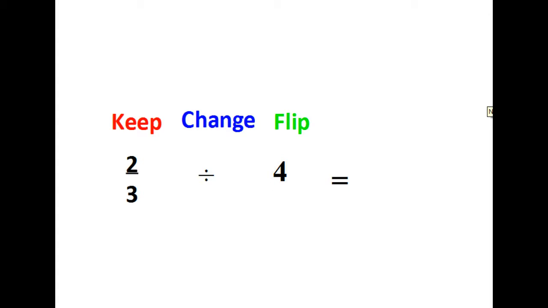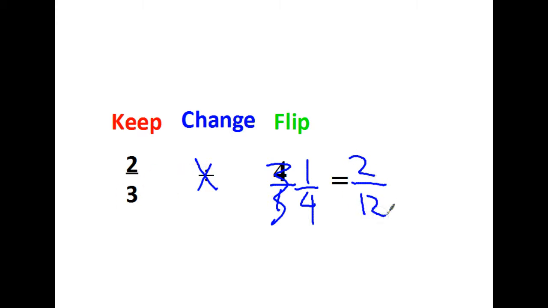Try another one. Remember our acronym is Keep, Change, Flip, so I'm keeping the 2/3. Changing that. This was 4 over 1, so I'm going to switch it over to 1/4. 2 times 1 is 2. Bottom, 3 times 4 is 12. I got 2/12. Can I simplify it? They're both even numbers, so I can divide them both by 2. So I'm going to end up with 1/6. Can't simplify any farther. So 2/3 divided by 4 would be 1/6.